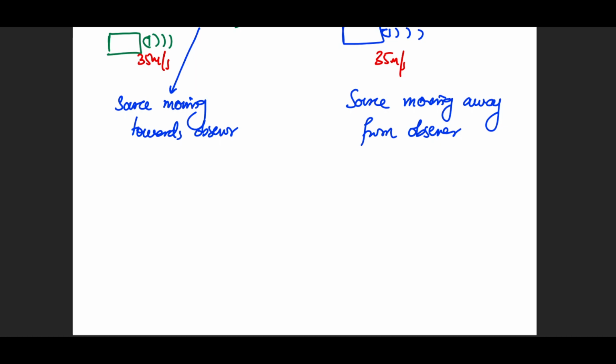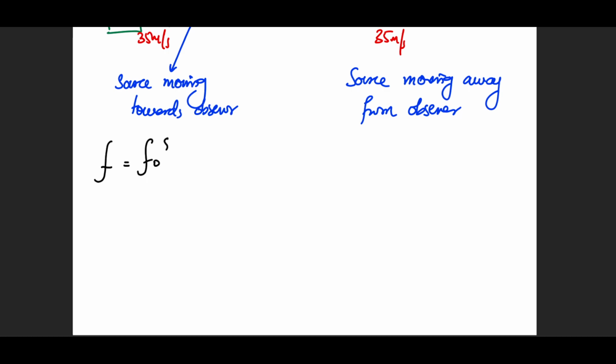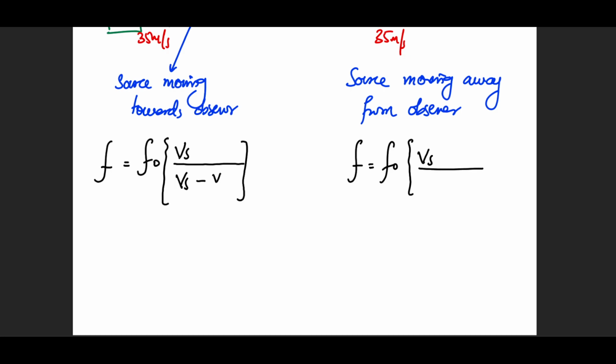Okay, let's write down the formula. So what is F? F is what is being perceived, what is being heard. So F equals F naught. Now, what is F naught? F naught is the standard frequency that the speaker was actually producing. It is being multiplied by the speed of sound divided by the speed of sound minus the speed of the car or the object itself. Over here, the formula changes a bit. So F, what is being heard, equals F naught, the standard frequency, times the speed of sound divided by the speed of sound plus the speed of the object that is carrying the sound, that is the source of the sound.